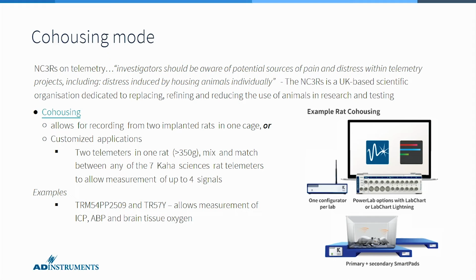Co-housing mode also offers the possibility of customizing your experiments as well. Using the same feature, 2 telemeters can actually be implanted in a large rat over 350 grams to mix and match between any of the rat telemeters available at the moment and measure up to 4 parameters. So that gives you the option of really maximizing the amount of data that you can collect from each animal as well.